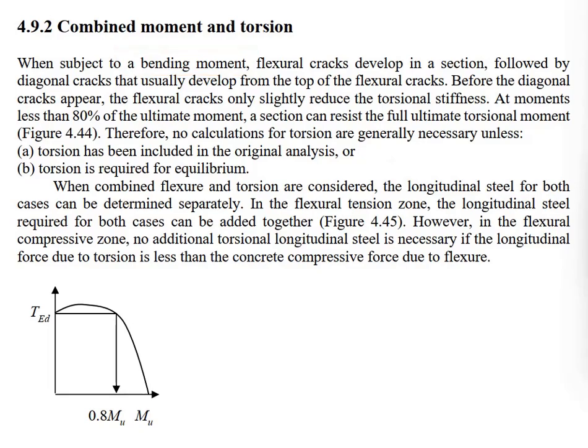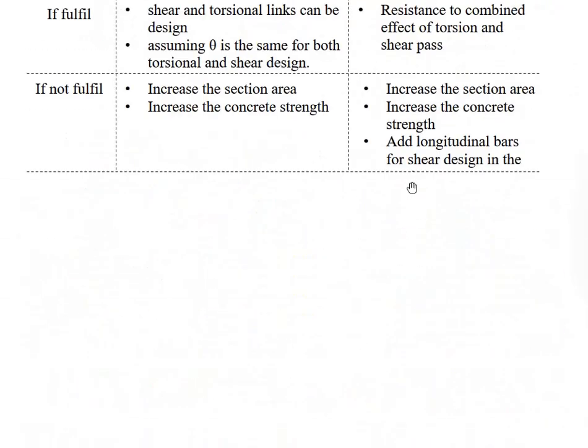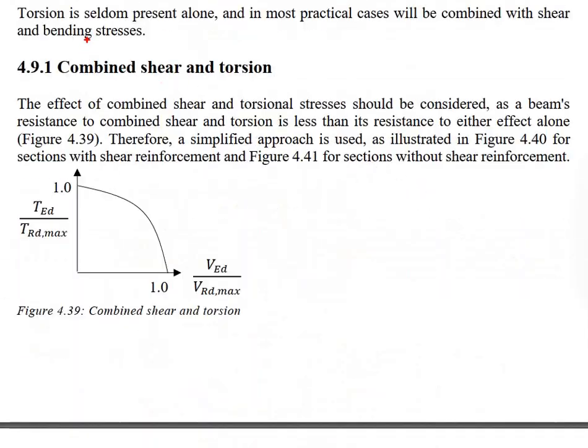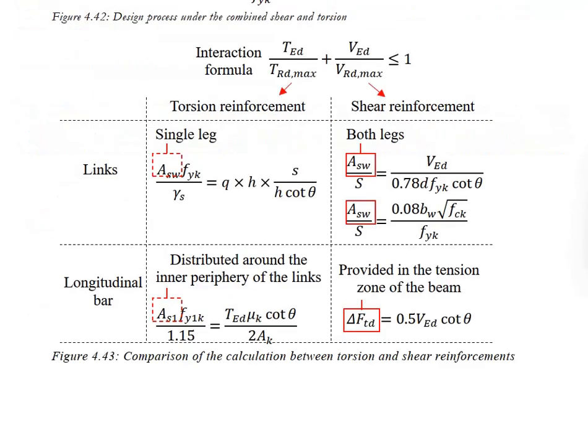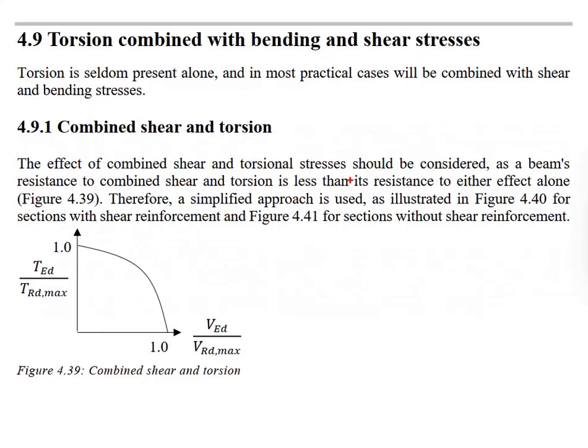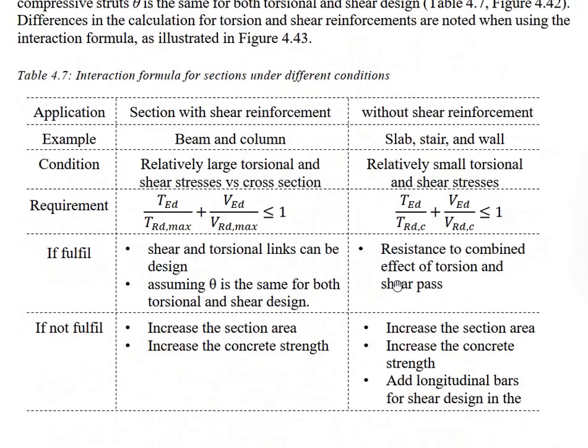We are not talking about the link. The link is more relevant to the combined situations of the shear and torsion. Why is it so? Because the shear resistance is mainly contributed by the link. To make it simple, if you are designing a member subjected to the combined shear and torsion, the emphasis will be on the link.